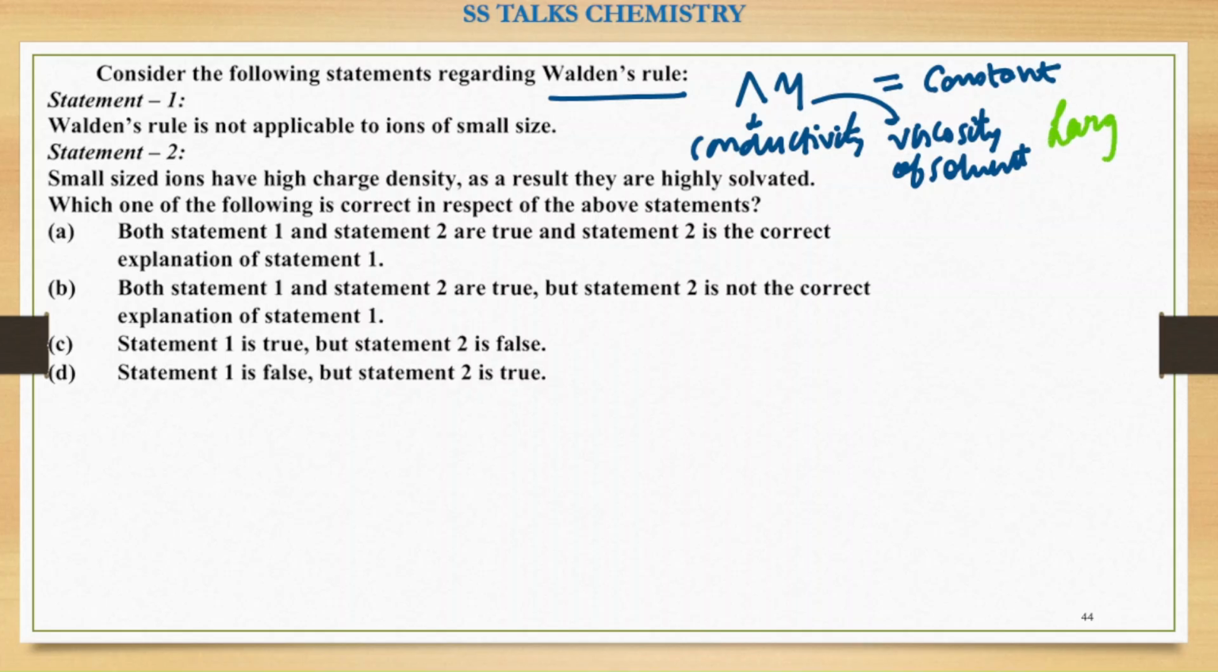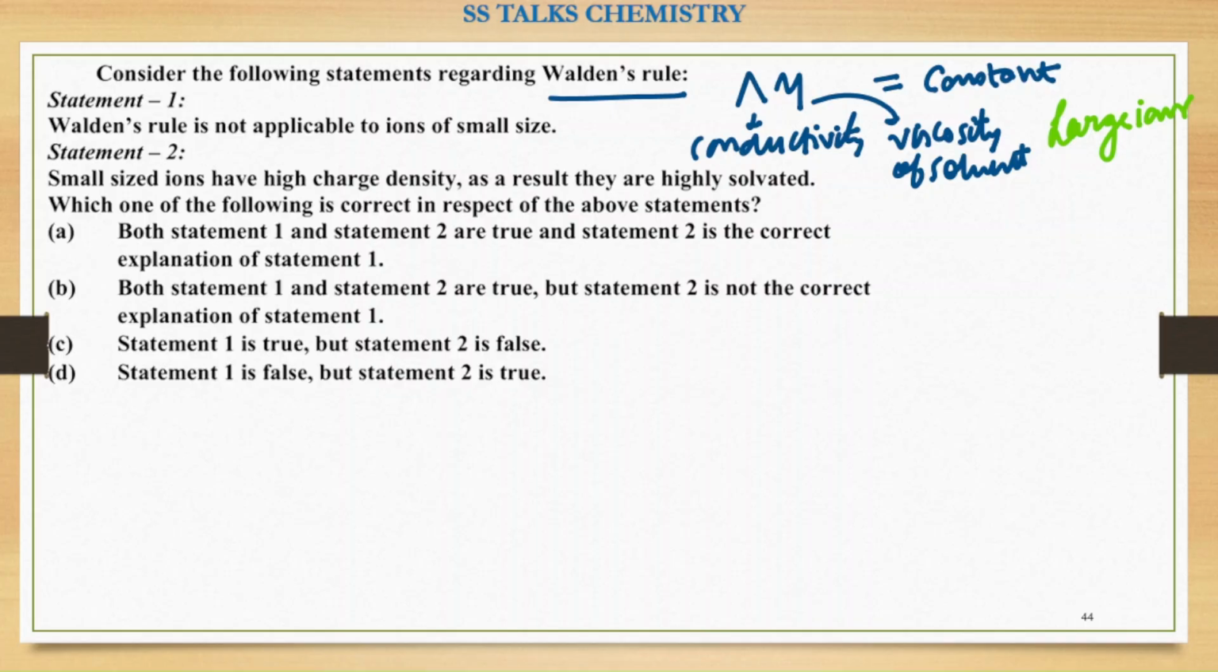This is applicable for large-sized ions. The reason it is not applied to small ions is that small ions have a high charge density, so they get solvated to a larger extent and hence the viscosity of the solution is going to increase. That is, the solvation shell present around the ion increases in size, due to which the viscosity increases. So this product is not going to be constant in that case; it is going to vary. So it is applicable to large ions only. Based upon this, the statements are given to us.